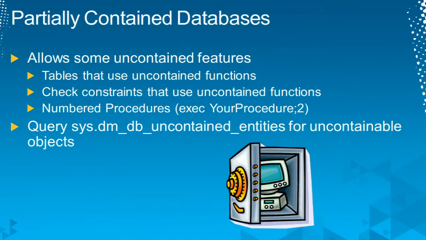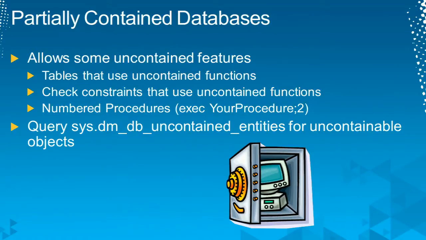So partially contained databases. A partially contained database is going to allow you to use some contained features and some uncontained features. Hence the name partially contained. So some of the things you can do safely is when you create a table, you can use an uncontained function, basically a function that references something in master or something like that. Check constraints, again, that use uncontained functions.